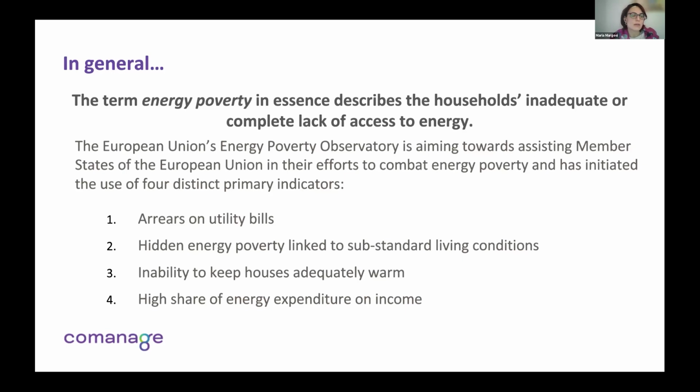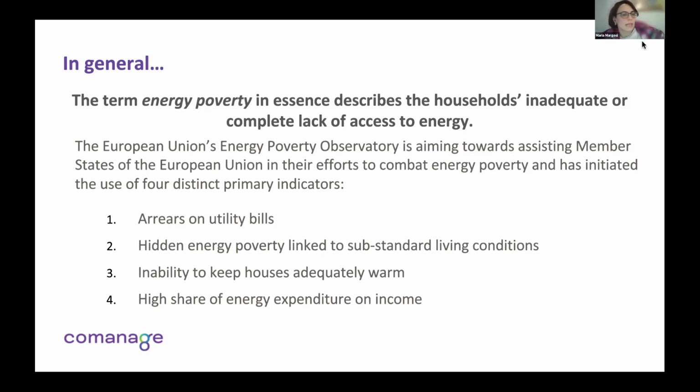Within this framework, and especially the Energy Poverty Observatory of the EU, we have 4 primary indicators for energy poverty: arrears on utility bills, hidden energy poverty linked to substandard living conditions, inability to keep houses adequately warm, and high share of energy expenditure on income. While we talk about energy poverty, we have 2 emerging terms that we meet in every document.